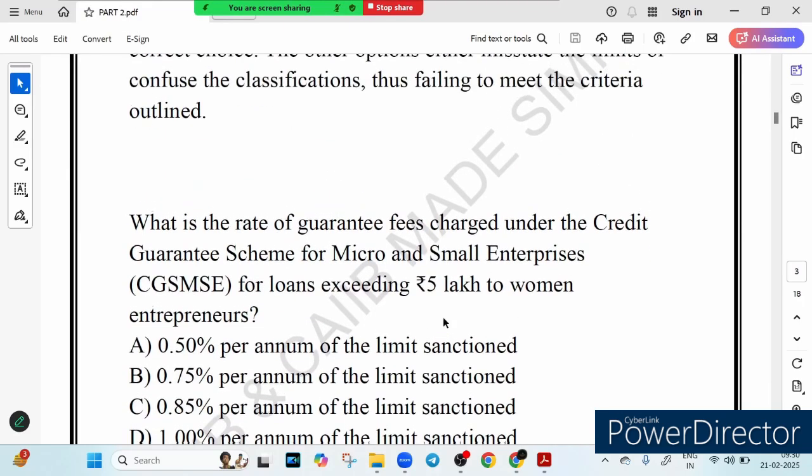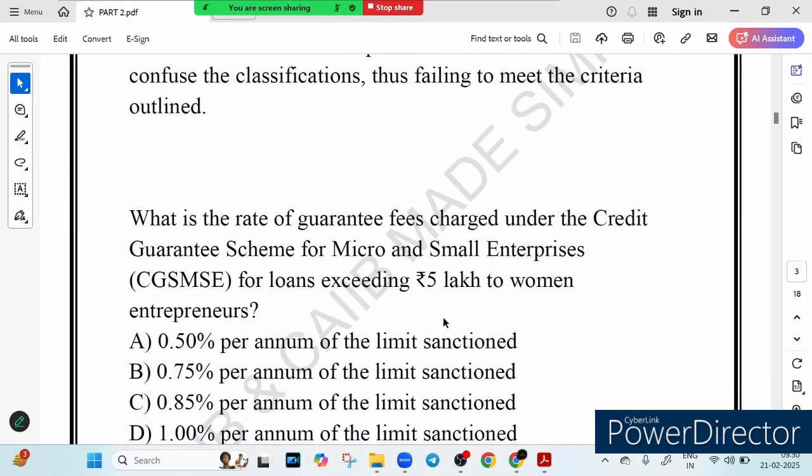What is the rate of guarantee fees charged under the credit guarantee scheme for micro and small enterprise, which is called CGTMSE, for loan exceeding 5 lakh to women entrepreneur? Very nice question it is. So what is the rate of guarantee fee charged under the CGTMSE for loan exceeding 5 lakh to women borrower? Option A says 0.5% per annum, 0.75, 0.85 or 1%.